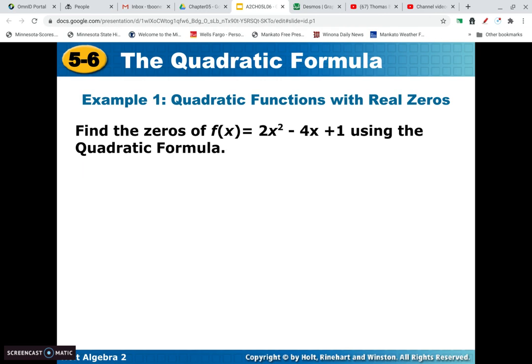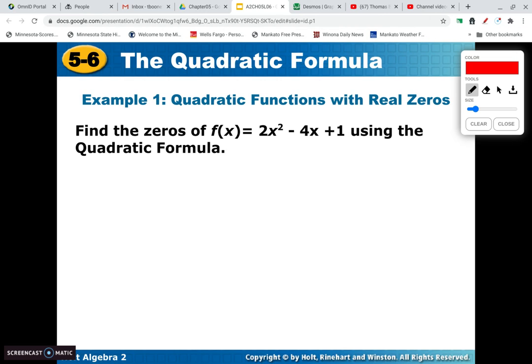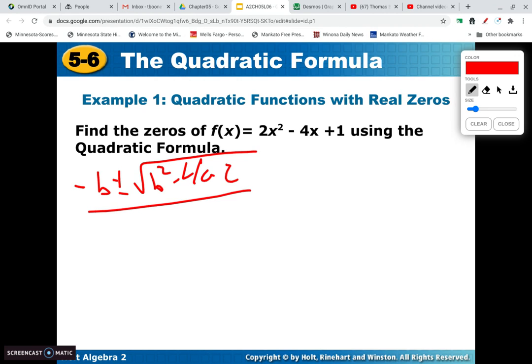So let's try it out. So remember the quadratic formula. You don't have to memorize it. Just go back to it. We're going to take, again, remember it's the opposite of b plus or minus the square root of b squared minus 4ac all over 2.